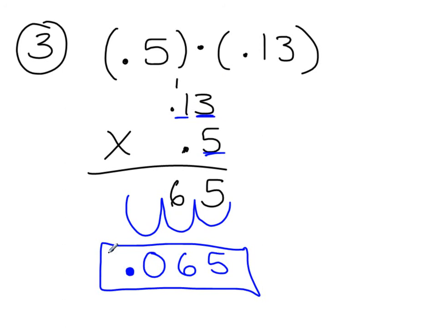Okay? So you can multiply just regular numbers, and you don't have to line up the decimal points. At the very end, count the total number of digits in the decimal places and move over to the left that number of places. And that's all.